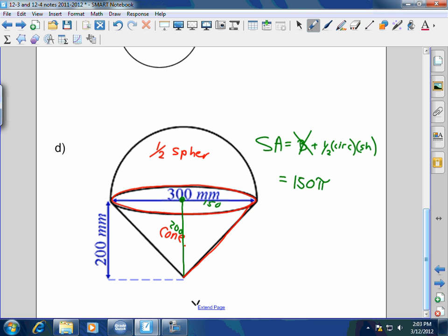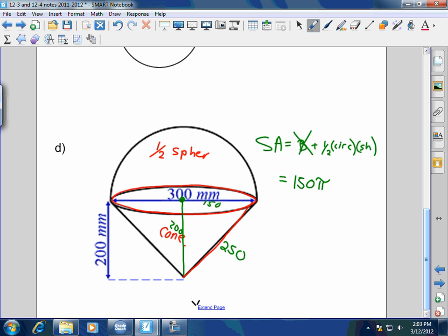Okay, guys, remember that slant height is going to be this. It's a 3-4-5 triangle times 50. So what would this hypotenuse be? 250.